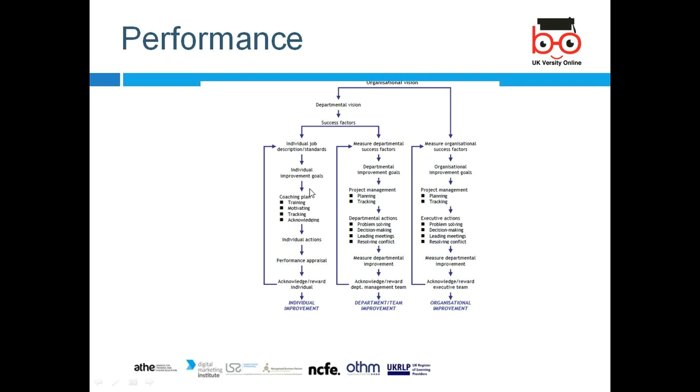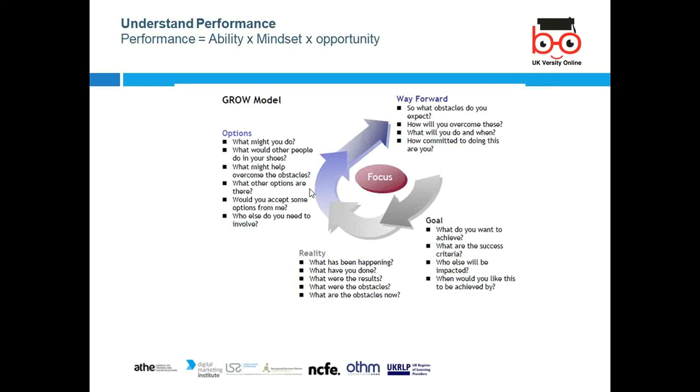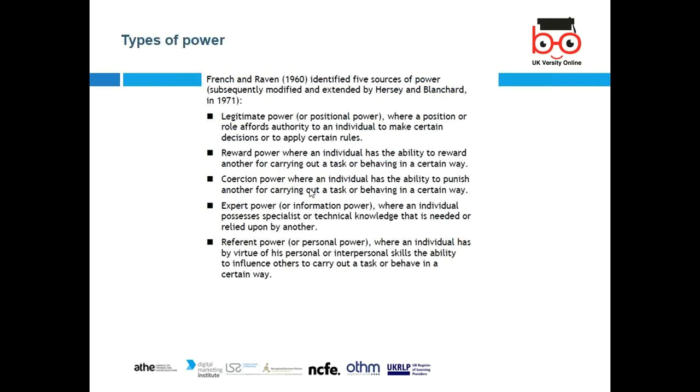If you focus on individual goals and objectives, and people achieve their individual objectives, that ultimately leads to the team, and the team objective leads to the organization objective, and they need to be in line. Like we discussed earlier with the GROW model, when we measure the performance, ability, mindset, and opportunity of people, we need to be focused, and ultimately, in a team, we need to give them power.